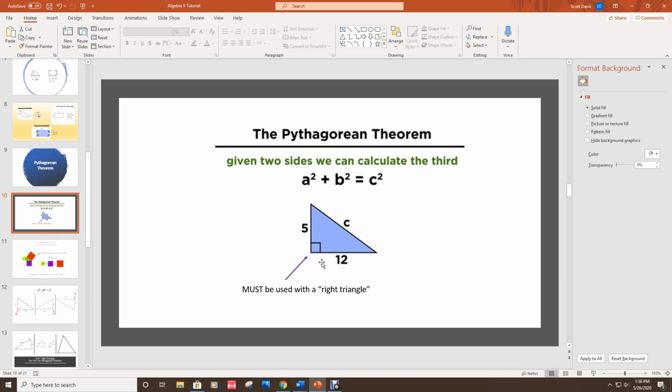It'll have your cool little 90-degree symbol, upside down or right side up, depending on what way your triangle's facing. You cannot use the Pythagorean Theorem on a triangle that is not a right triangle.